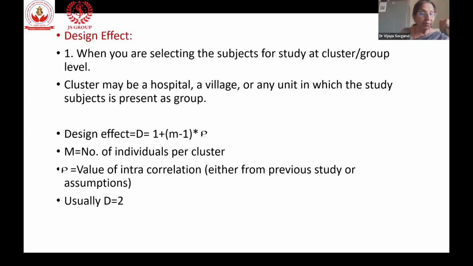Rho is the intra-cluster correlation value. If a correlation coefficient value is available from a previous study, we take that, or with expert assumption, we consider the correlation between the variables. We consider it and calculate the sample size with the design effect. Usually in software, the design effect is by default 2. If in previous articles we got it as 1.2, instead of 2, we change it to 1.2. This is the design effect we apply when we include more than one group in the study.